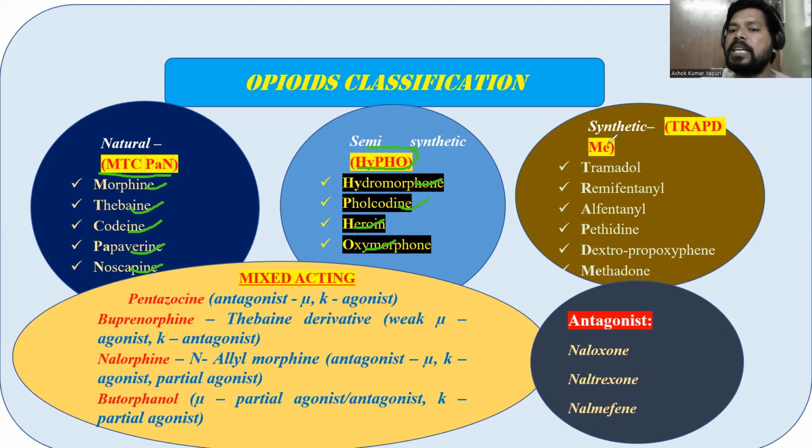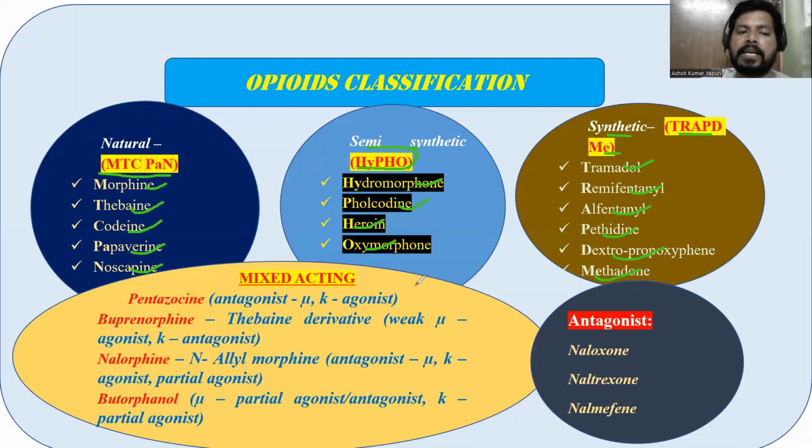And next, the synthetic category drugs. The mnemonic for synthetic category drugs is trapped me. T means tramadol, R means remifentanil, A means alfentanil, P pethidine, D dextropropoxyphene, M is methadone. Methadone's action is equivalent to buprenorphine, and methadone is a drug of choice for opioid withdrawal symptoms. Methadone has a long duration of action.